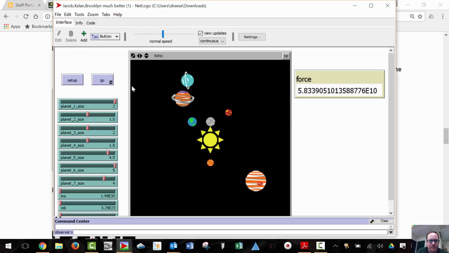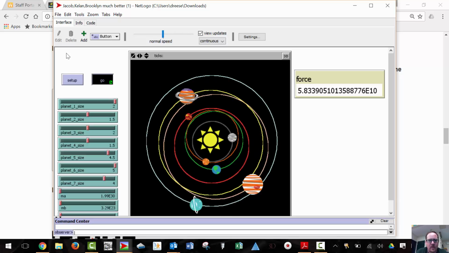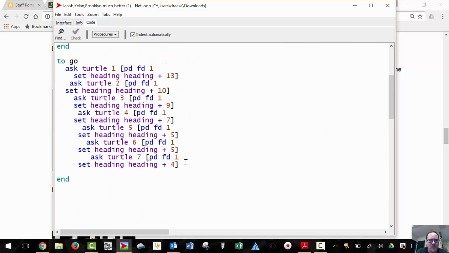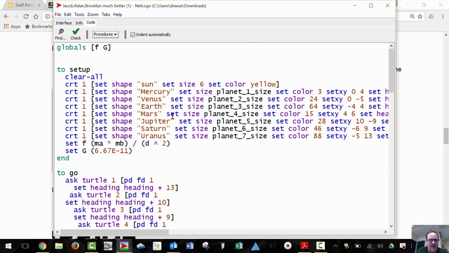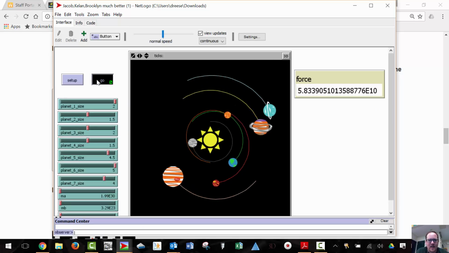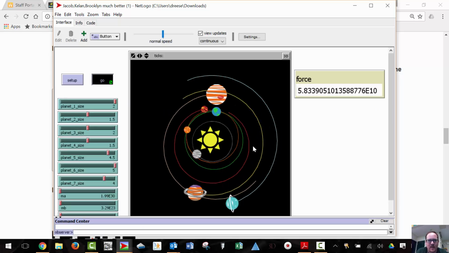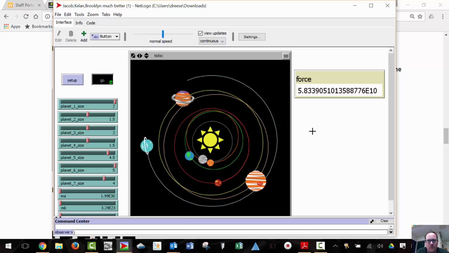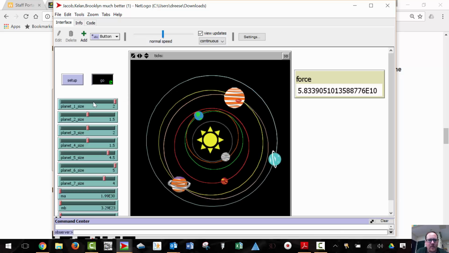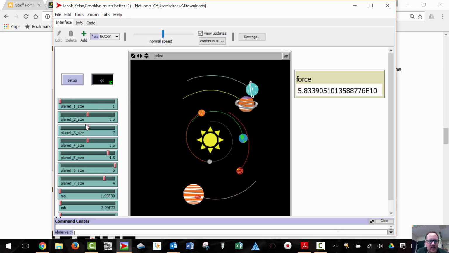Here's one of them that they made. They wanted to do a solar system version of universal gravitation. So when you hit go, they fly around really fast. I'm going to throw a weight 0.1 in here. And here we go. That's a little better. And they took the time to do some art for these planets, which is really cool. But what I was most impressed with was their ability to monitor force and to be able to change planet sizes.